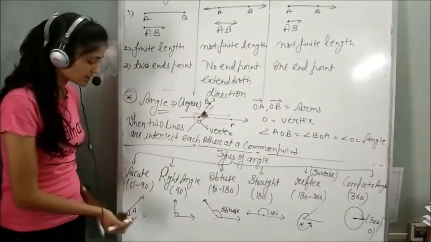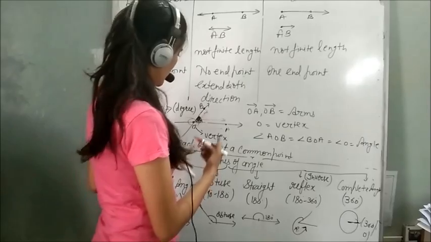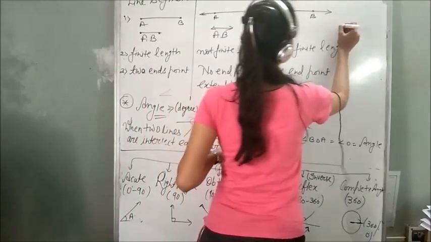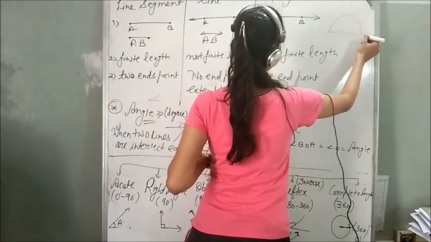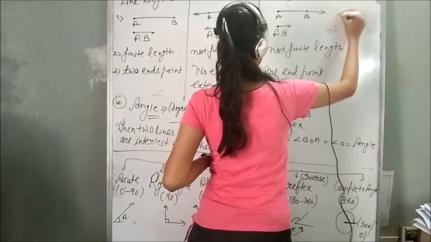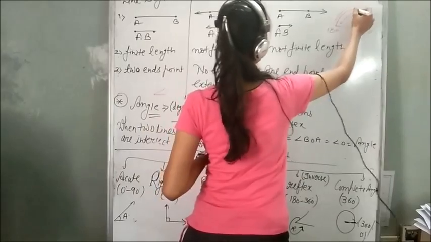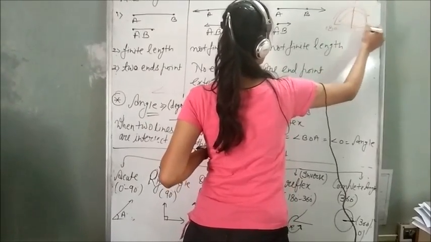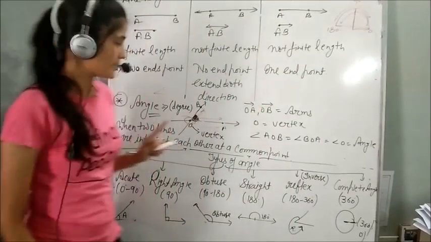Here is the acute angle, and angles are measured by the protractor. Here is 0 degree and here is 180 degree. Here the upper and lower limit values are written, and here is the 90 degree. Angles are measured in degrees.